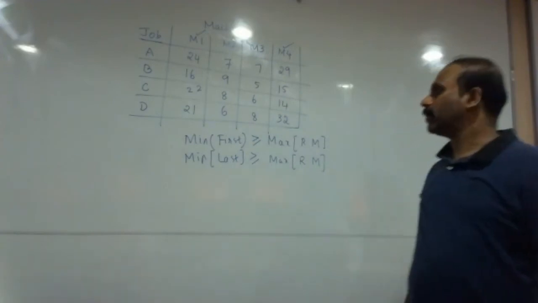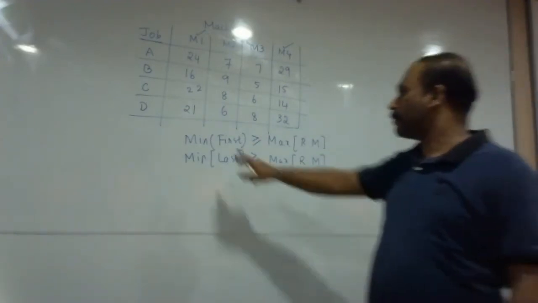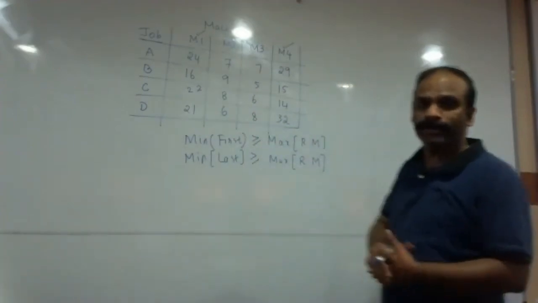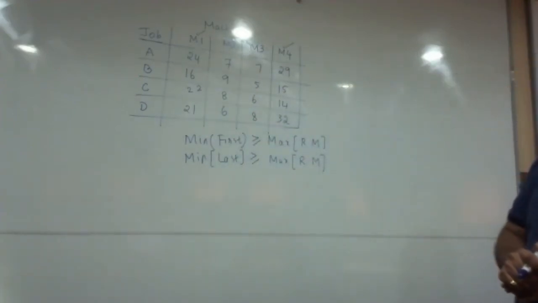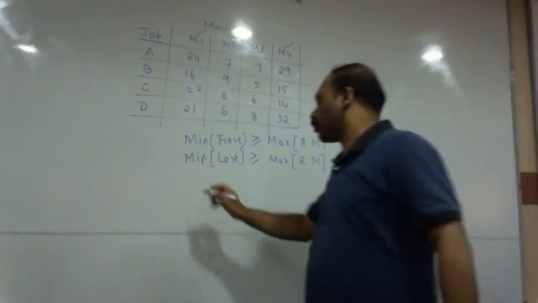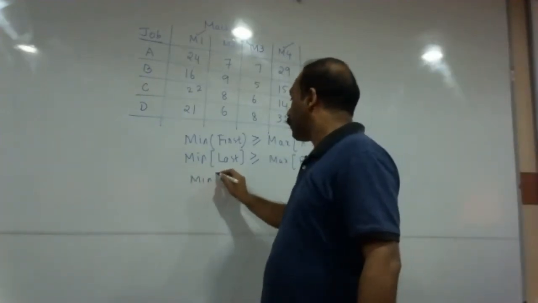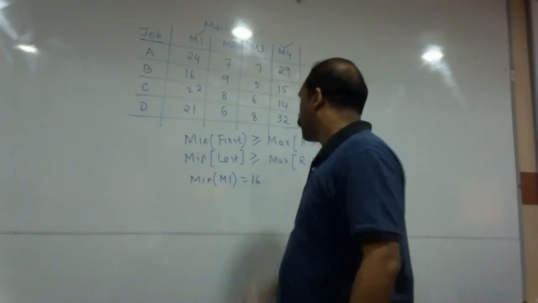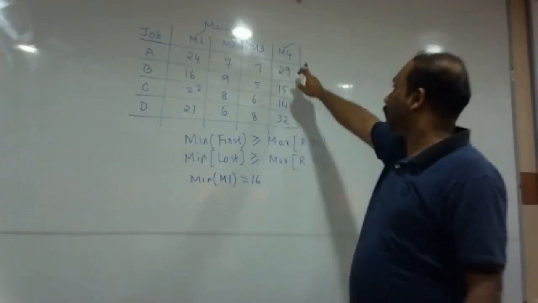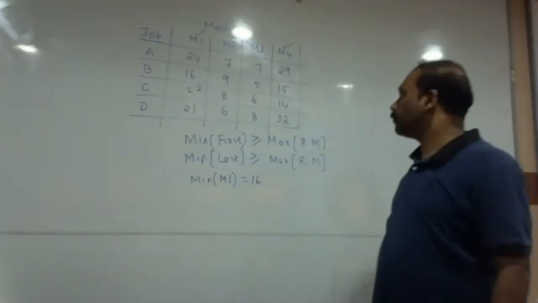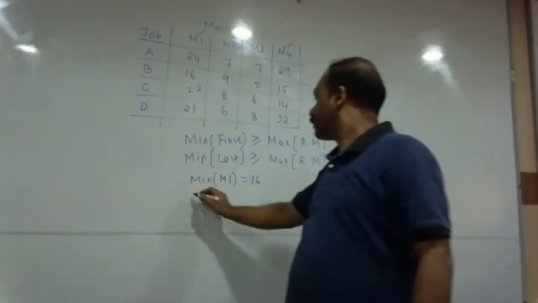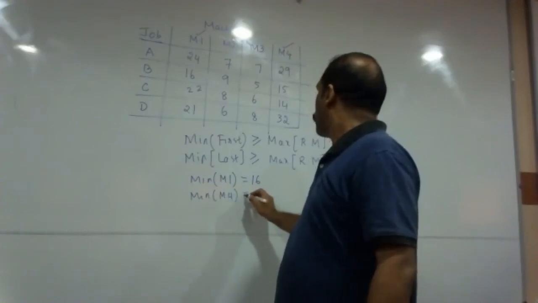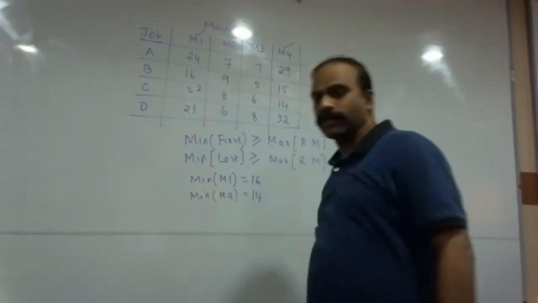Correct? Okay. Let me first take the minimum of the first machine. In M1, which is the minimum value? 16. So minimum of M1 is equal to 16, first data. Next we'll come to M4. In M4, which is the minimum value? 14. So minimum of M4 is equal to 14. That is the second part.